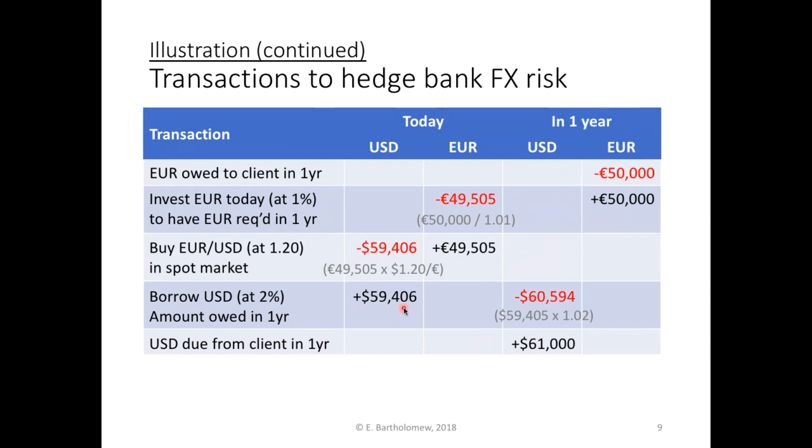So they're going to pay 2% on that $59,406, which means principal plus interest due in 1 year will be $60,594, which is less than the $61,000 they're receiving from the client. So when you net all the flows together, they have nothing today. They're exactly flat for euros in 1 year, and they end up $406 to the positive in dollars. So they've made a $406 profit locked in.